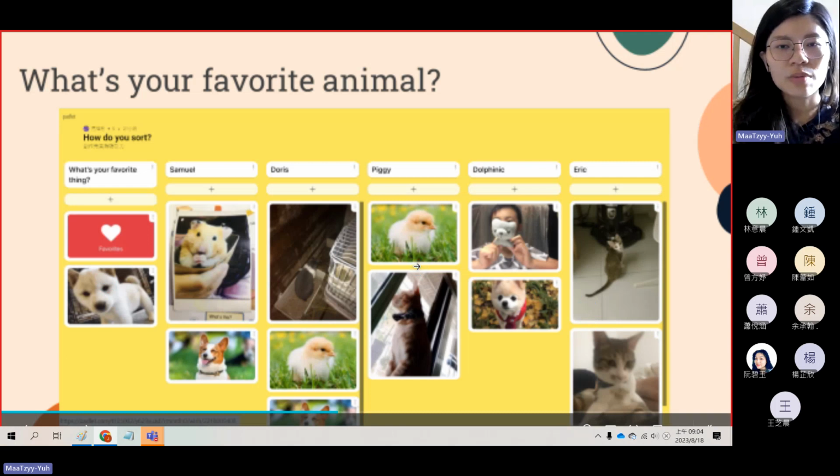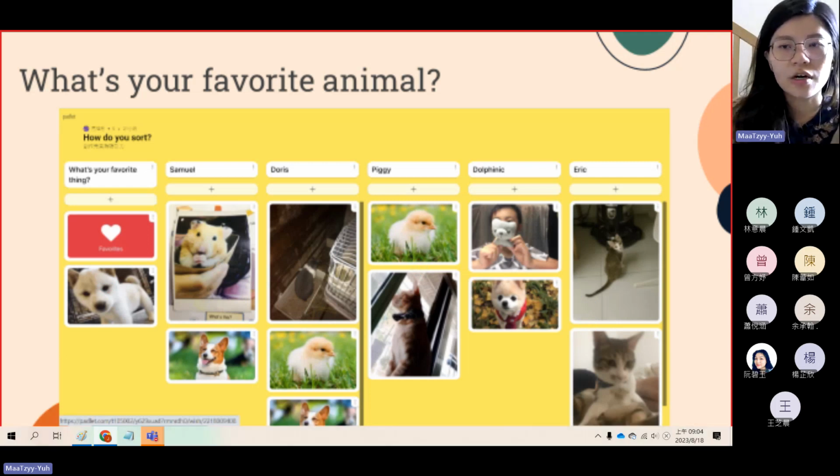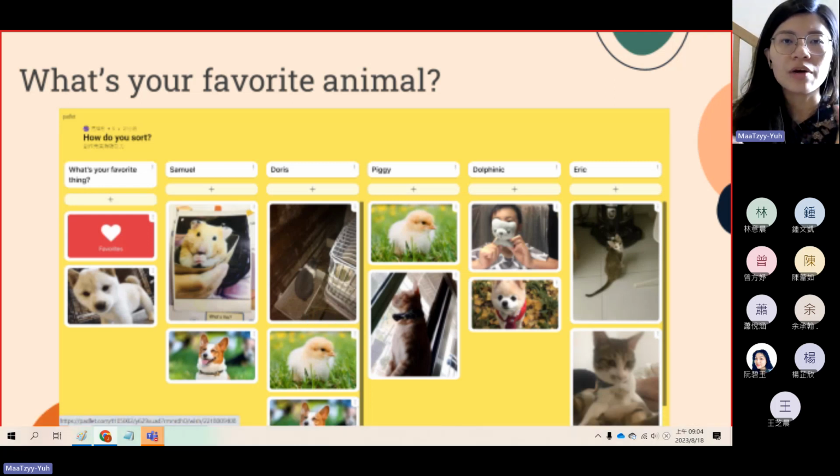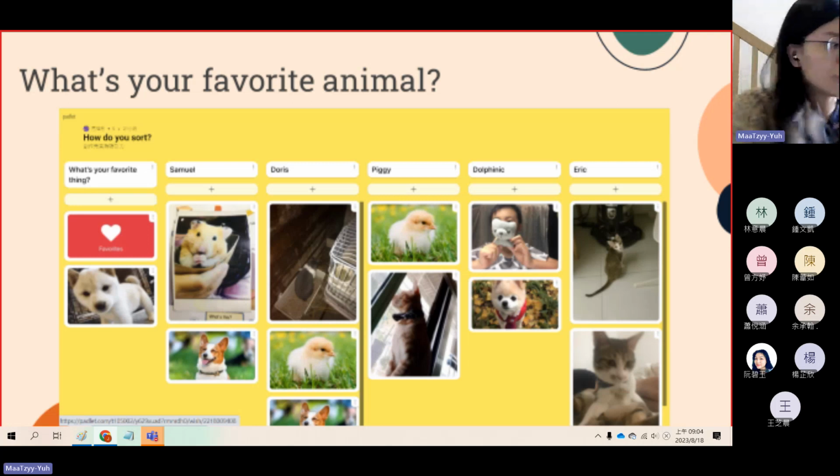maybe they live in the house, maybe they live on the farm, maybe some animals have some features but others don't. And this is good. For one thing, it's very relevant to your course, to your lesson plan, and for the other, it helps you to get to know your students.